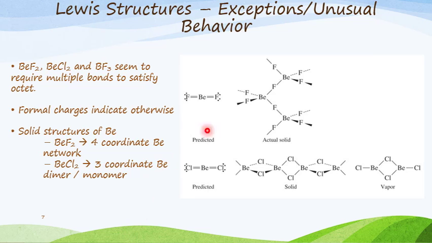if I point this out to you, we would draw the Lewis structure here for BeF2. However, in the solid state, this is what we actually see. We see like a very complicated polymeric structure. And similarly for BeCl2, we find that we get dimerization taking place. Okay, so the formal charges on these actual materials, you'll see actually work out a whole lot better.